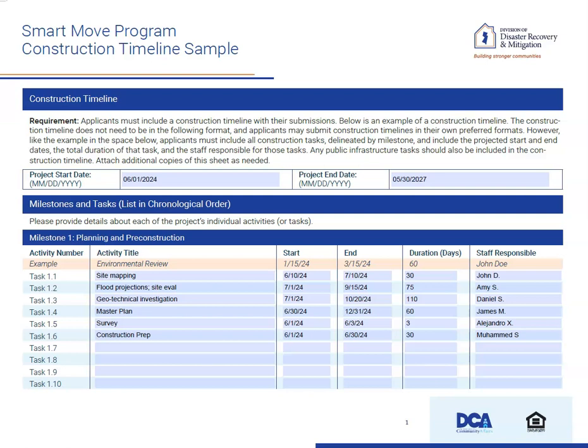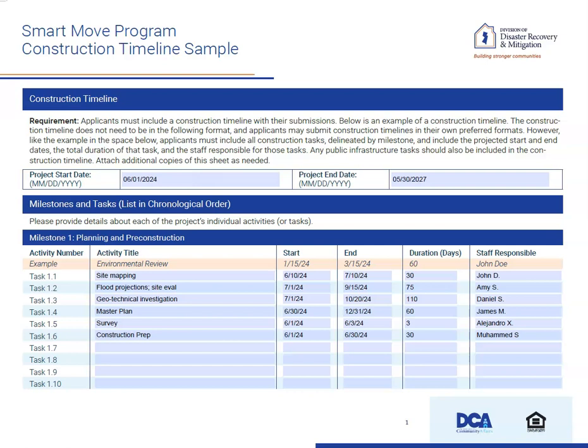This webinar will provide detailed instructional guidance for completing a construction timeline as required as a component for an application to the SmartMove program. When completing the construction timeline, applicants must add tasks and anticipated completion dates under each major project milestone, from pre-construction through construction completion and closeout.